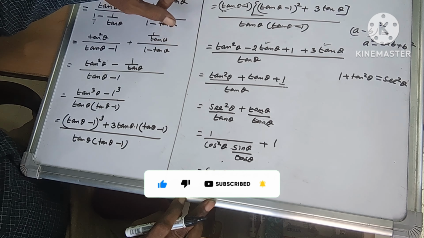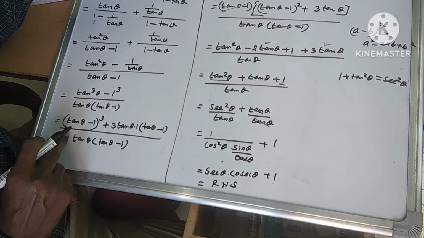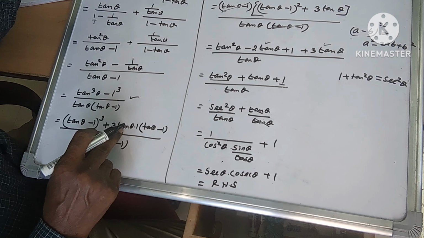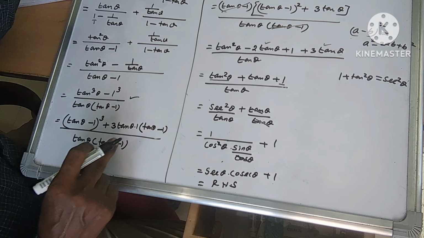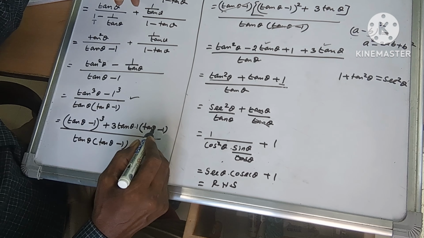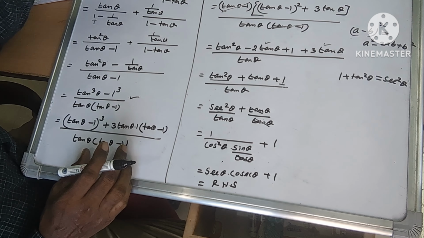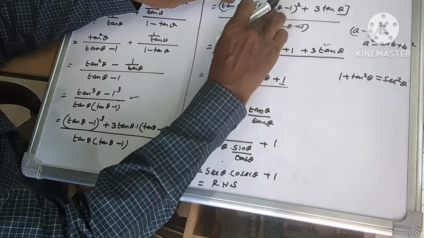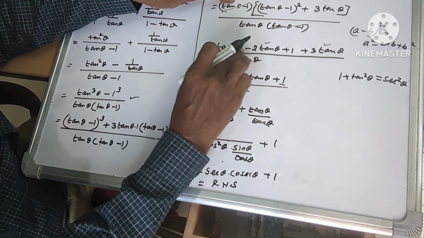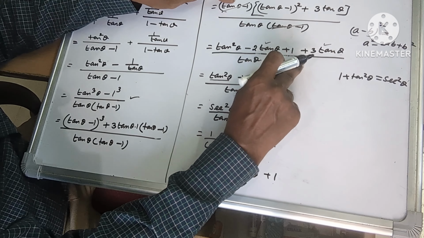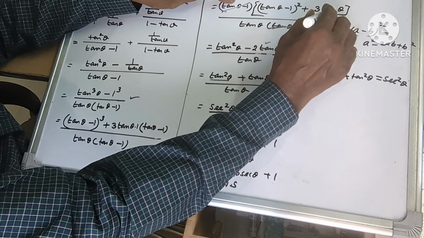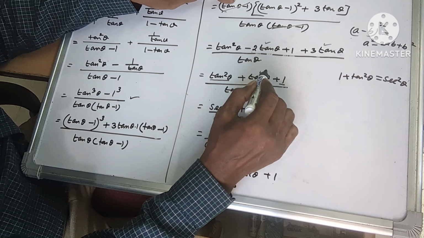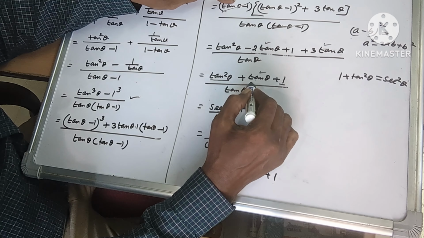Here we apply the A cube minus B cube formula: A minus B whole cube plus 3AB into A minus B. Tan theta minus 1 is common. Now we take it outside, and that is cancelled with the denominator term. In the numerator apply the A minus B whole square formula: A square minus 2AB plus B square. 1 square is 1, plus 3 tan theta. So minus 2 plus 3 plus 1 tan theta. Now we take these two and simplify.